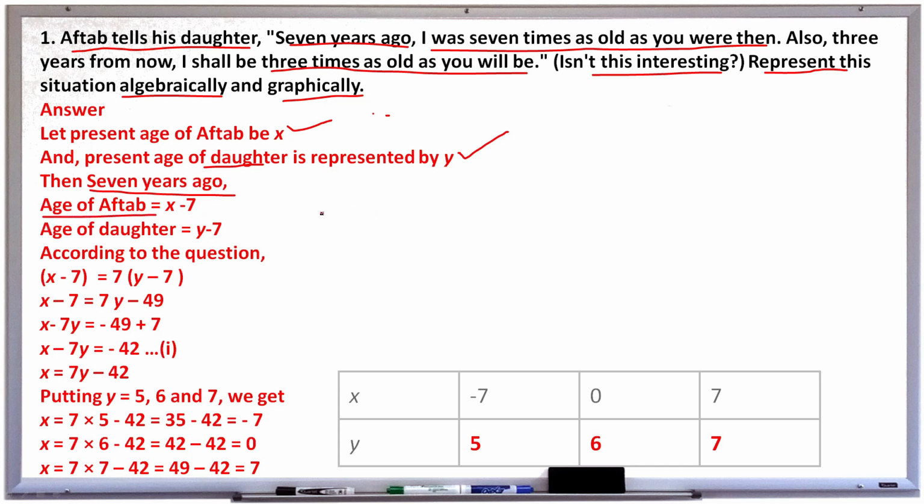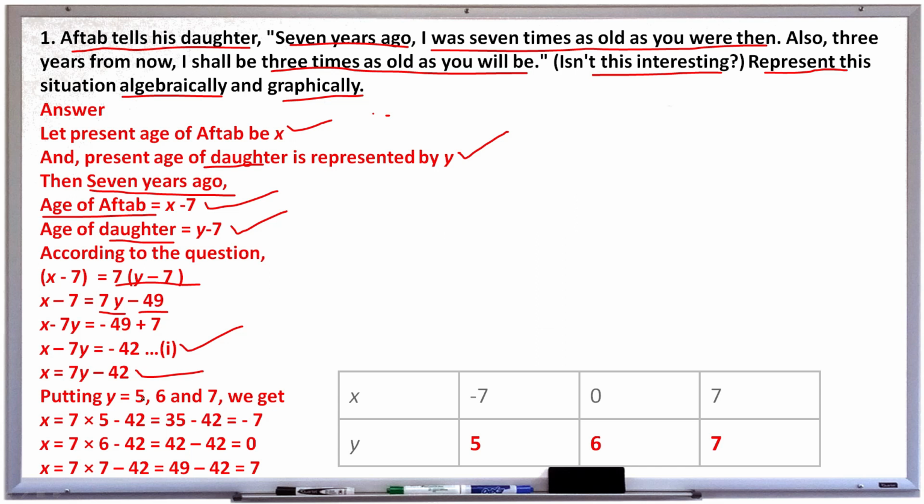x minus 7. 7 years ago means x minus 7, and age of daughter will be y minus 7. According to the sum, we can frame the equation. x minus 7 is equal to 7 multiplied by y minus 7. Simplifying, x minus 7 as it is, 7 into y, 7y, 7 7s are 49. You will get x minus 7y, bring to the left side, x minus 7y is equal to minus 49 plus 7, which makes minus 42. So x minus 7y is equal to minus 42. So we got one equation.